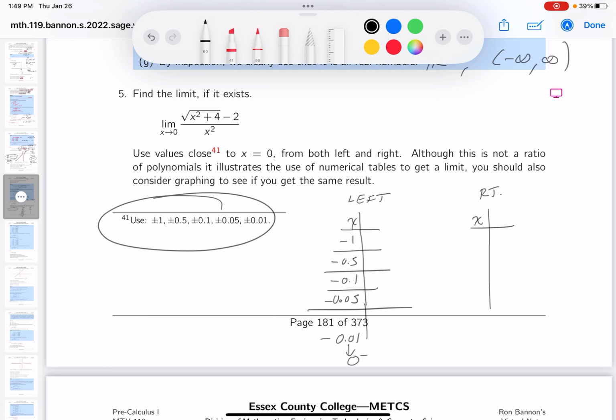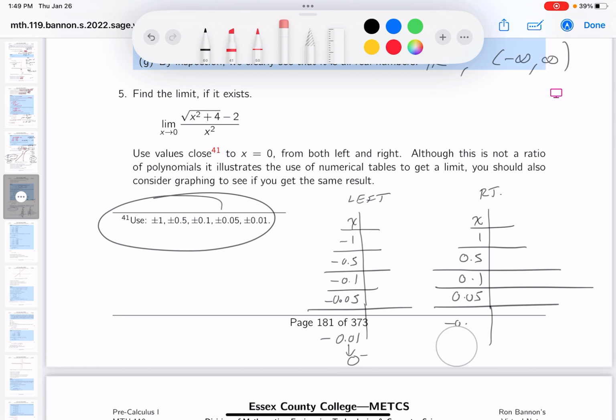Now, the right side would be 1, 0.5. Let's get closer. 0.1, even closer. 0.05, even closer. And the next one would be 0.01.